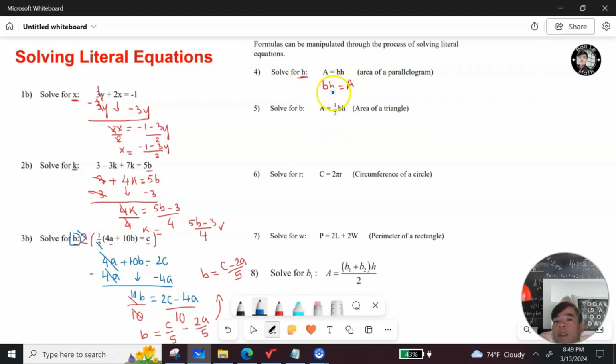So, solve for h. I divide both sides by b, because I'm trying to solve for h, which means I need to isolate h. So, I divide both sides by b. B and b right here cancel out. I only have h right here, equal a over b. Now, question number 5.